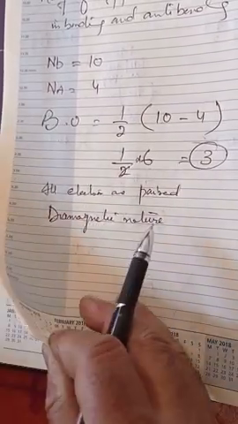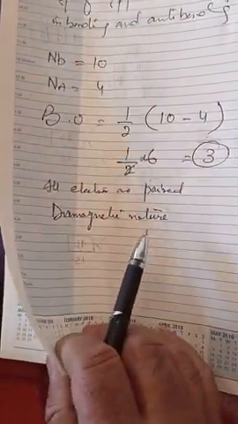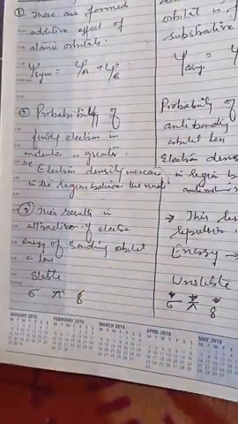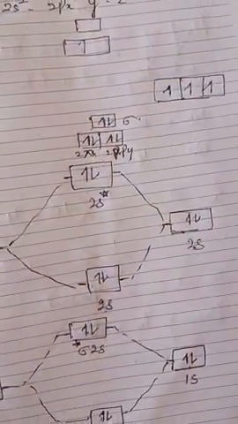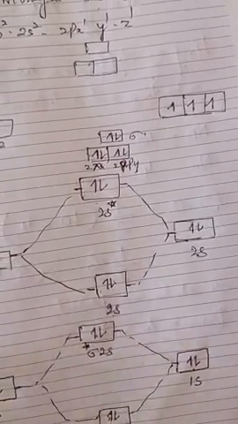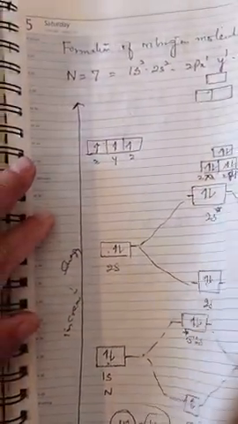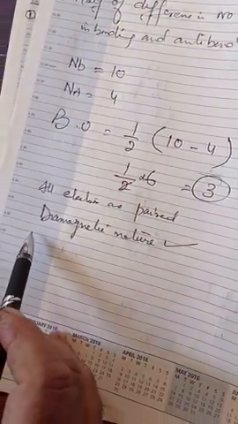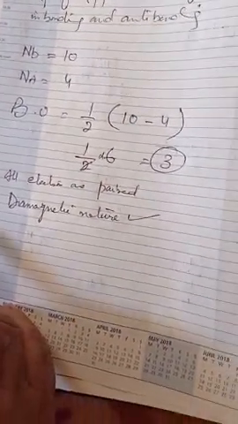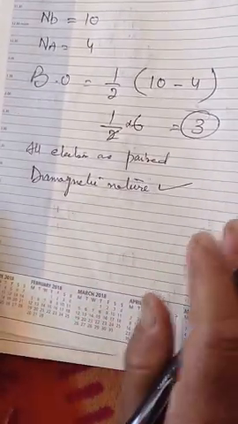If there is any unpaired electron, for example in the case of N2 negative, that will be paramagnetic because one electron will go to another orbital and remain unpaired. So any molecule having all paired electrons will be diamagnetic, and if there is an unpaired electron, then it will be paramagnetic. So nitrogen is diamagnetic. By this you can make all the energy level diagrams.